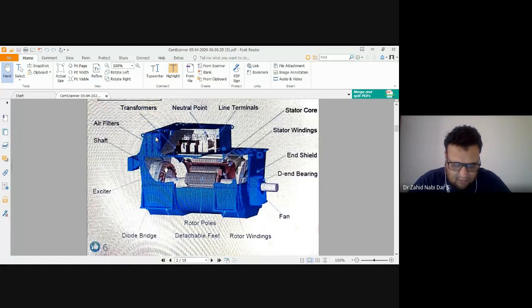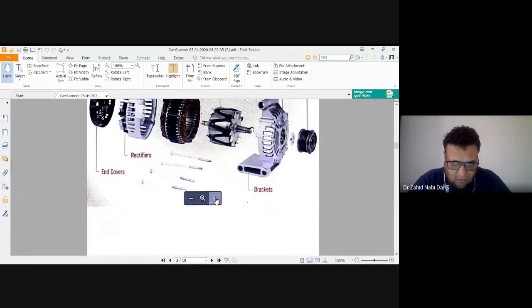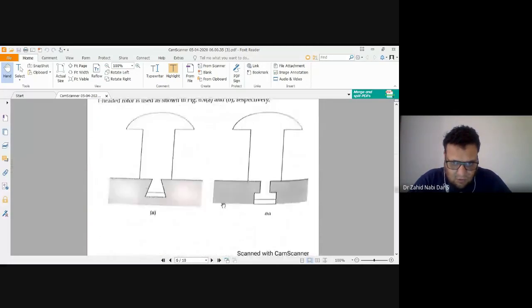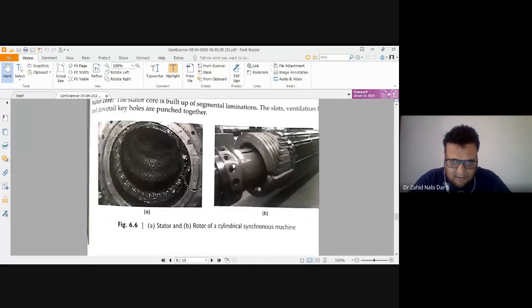So in a synchronous generator, the DC current is applied to the rotor winding, which produces a rotor magnetic field. Because of this DC current, a rotor magnetic field is produced. The rotor of the generator is then turned by the prime mover. The rotor of the generator means this rotor, which you can see here is a small machine.